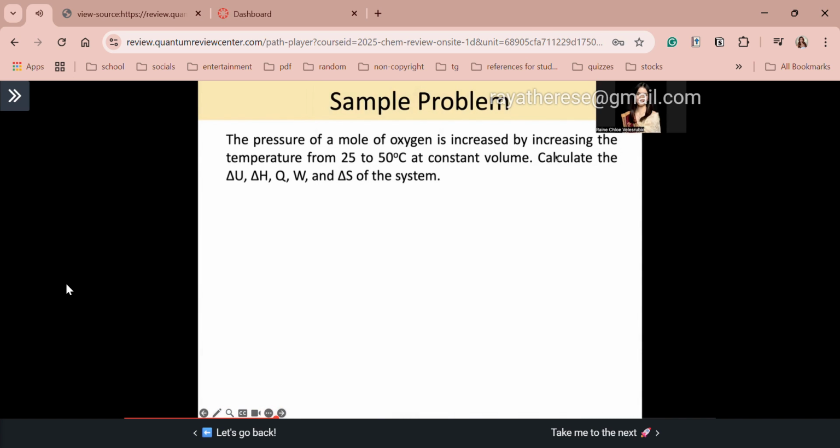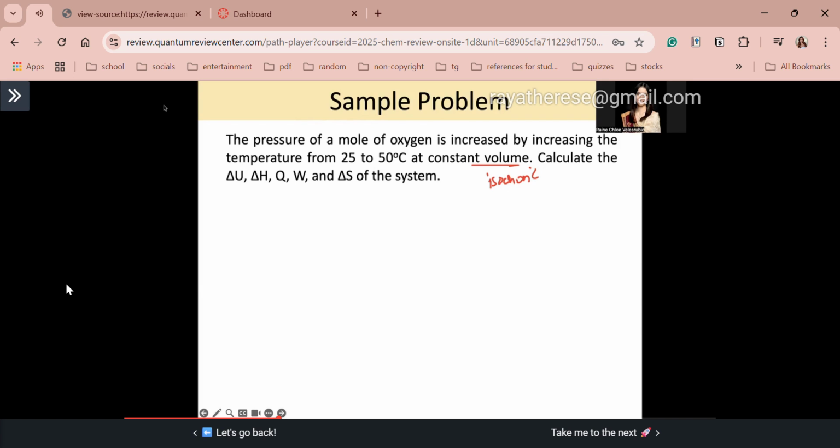Ayan, another sample problem. So guys, please solve first. Pause nyo muna yung video and try to answer. Okay, let's answer. So the pressure of a mole of oxygen is increased by increasing the temperature from 25 degrees Celsius to 50 degrees Celsius at constant volume. Calculate the delta U, delta H, Q, W, and delta S of the system. Guys, when we say constant volume process, ano yan? We have an isochoric process.